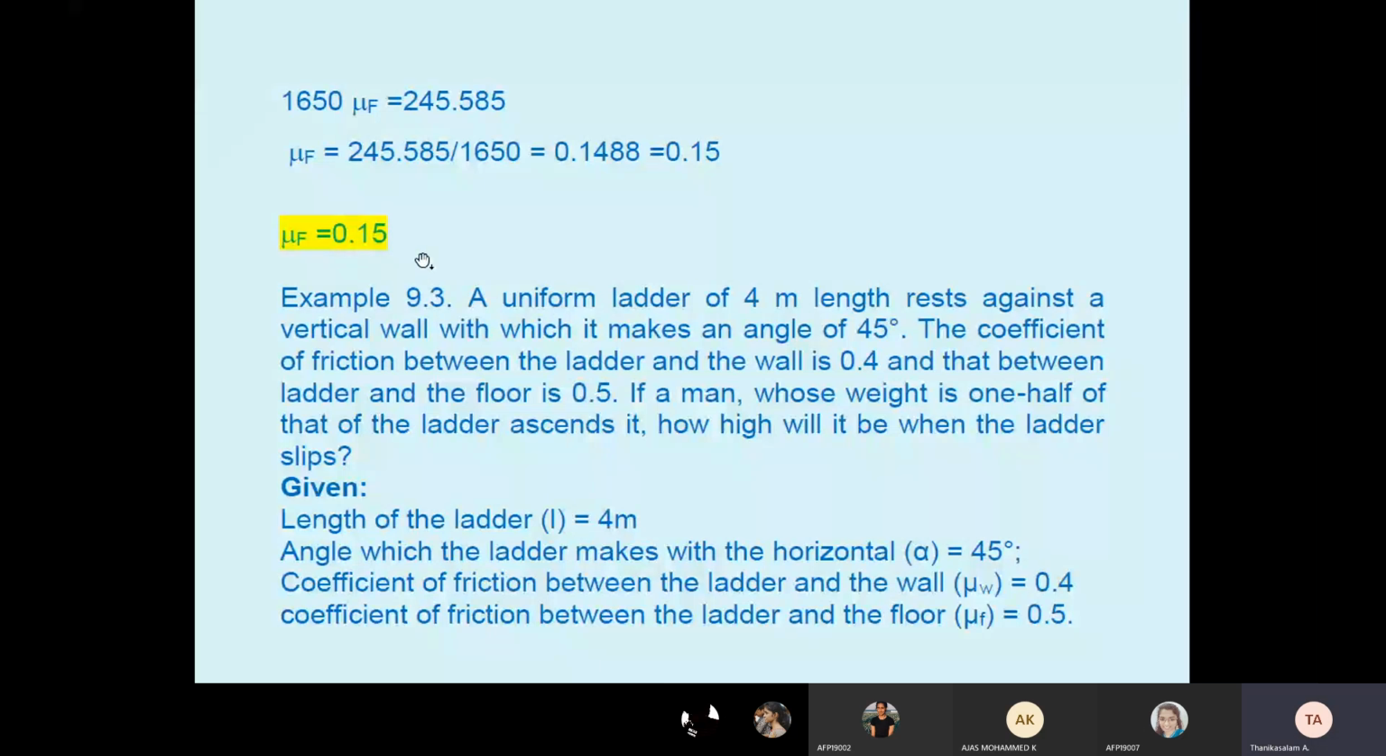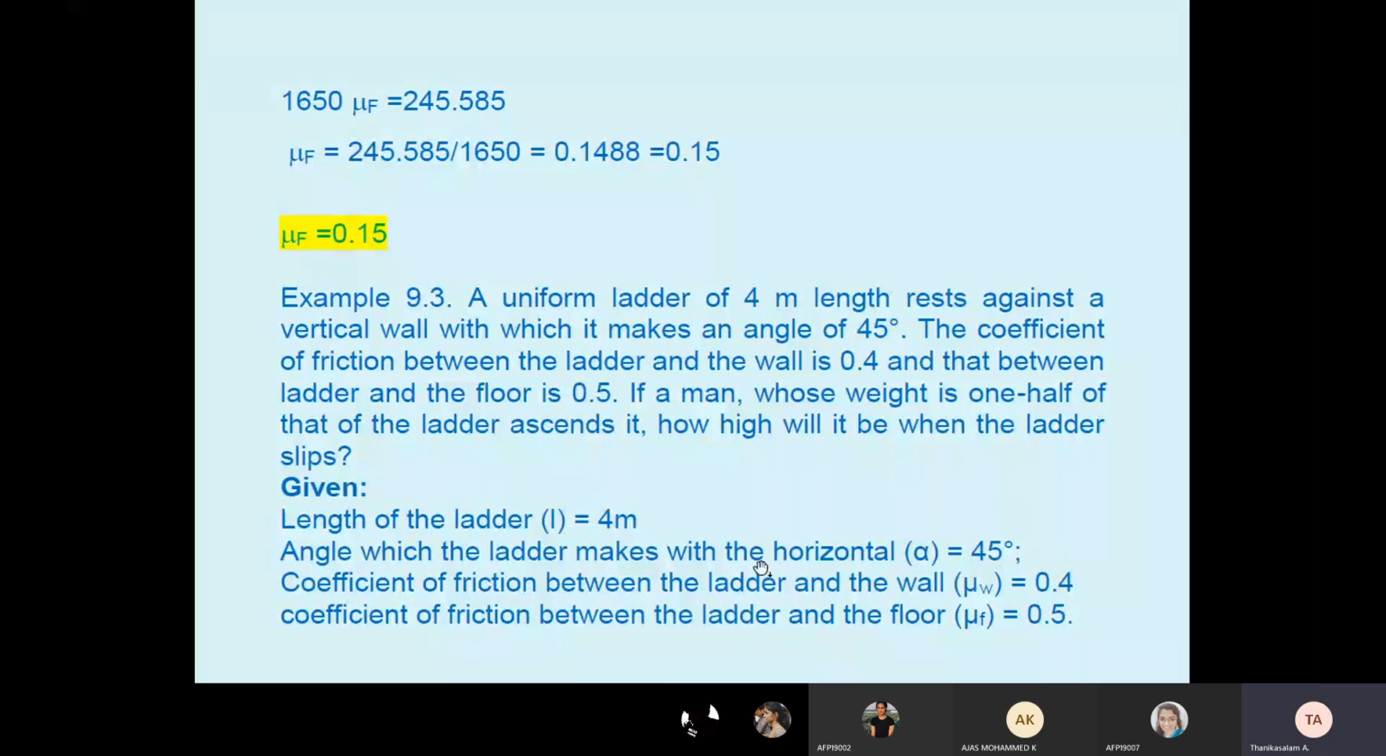Students, generally the mu value is less than 0.5. Then here is another very interesting problem. Length of the ladder given 4 meter. Here a smooth wall is not given. Students, here no smooth wall is given. See here, resting against a vertical wall. They did not mention a smooth wall. Therefore, FW is not 0 here.